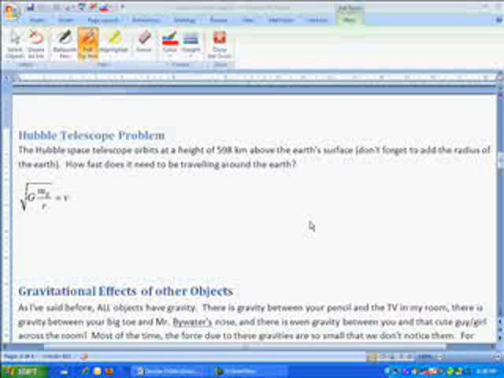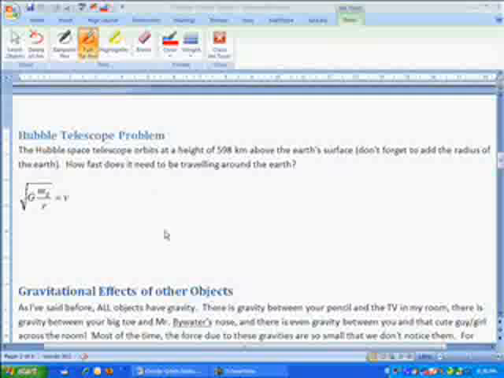Alright, so in this video I'm going to work a couple of problems. Two of them are going to deal with circular orbits, one of them with a telescope around the Earth, and one of them with more astronomical figures. The other two problems are going to be dealing with artificial gravity. I'm going to try to get through these in 10 minutes so I can fit this video on YouTube for you guys.